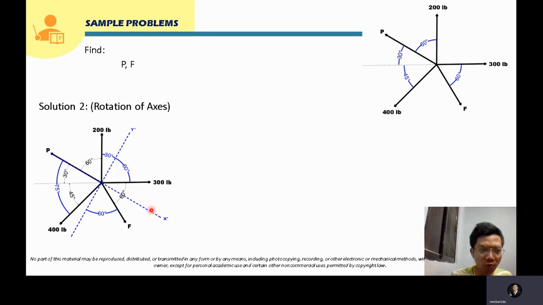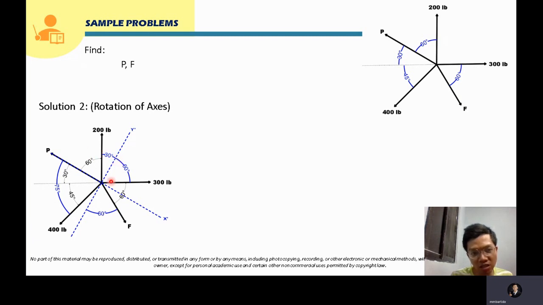Now, for force, let's say, this 200-pound force. So as we know, your force P is 60 degrees from here. So as from the given, this is 60 degrees here. And we know that this force P is perpendicular to the new y-axis. So this angle is actually 30 degrees. So by the way, this 200-pound force is already 60 degrees from the new x-axis. Now, this remaining angle is 30 degrees.